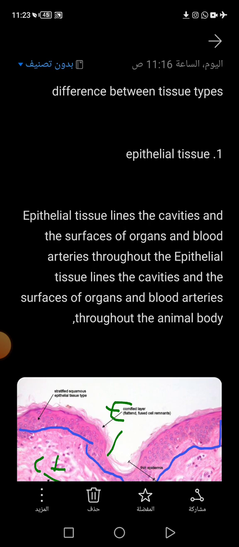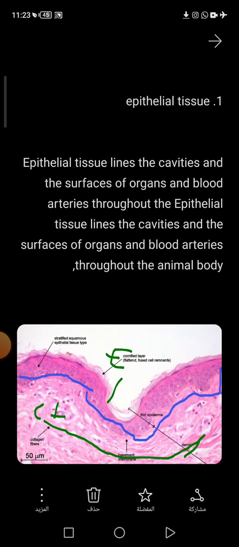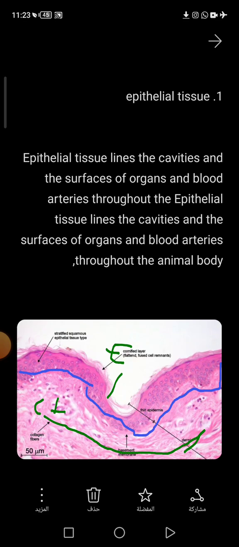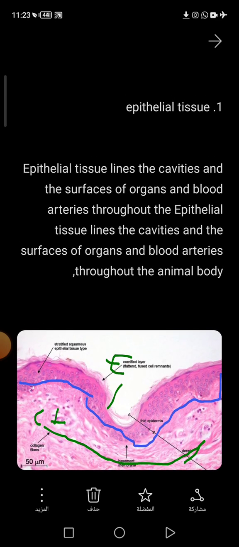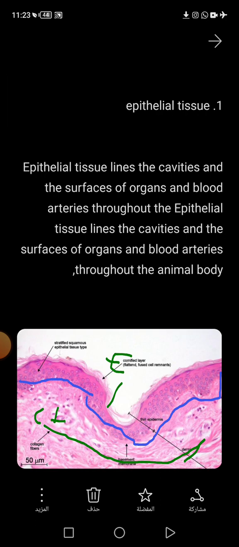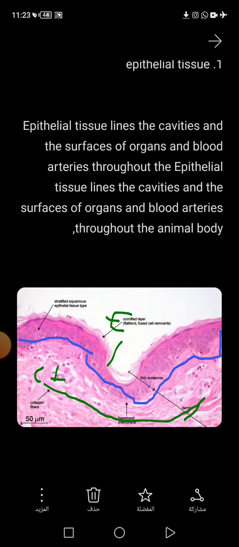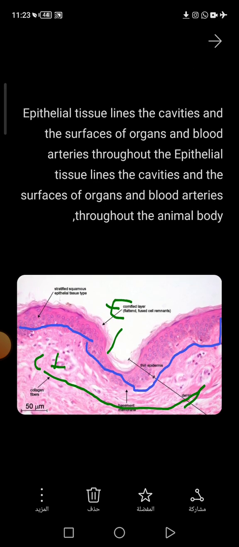Epithelial tissue lines the cavities and the surface of organs and blood vessels throughout the animal body, not just the animal body, be careful, even human bodies. Because it's veterinary histology, we will speak about animals. So what we know is that epithelium lines the outer part, the upper layer of a slide, mostly.